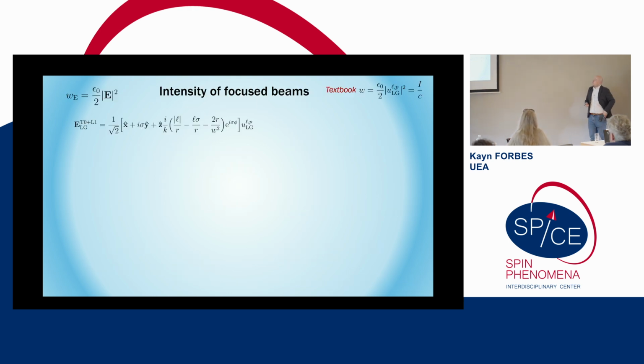Okay, so the first property I want to talk about is the intensity of focused beams. So I'm just going to use the longitudinal field to display this point. Got a circularly polarized field. Straight away, you can see in the longitudinal part, there's a spin-orbit interaction. Right? You've got an L times a sigma.